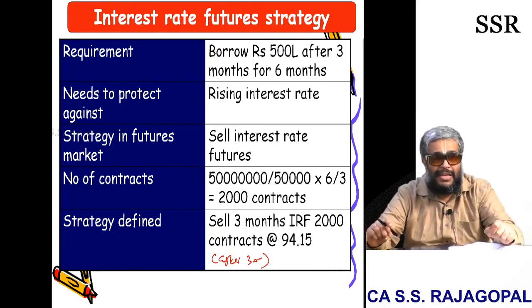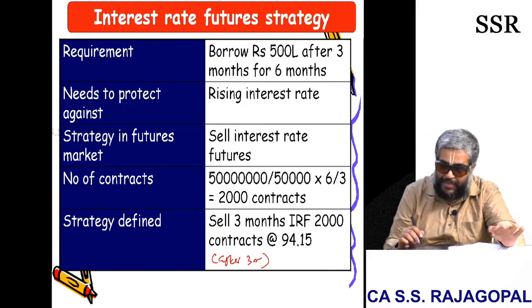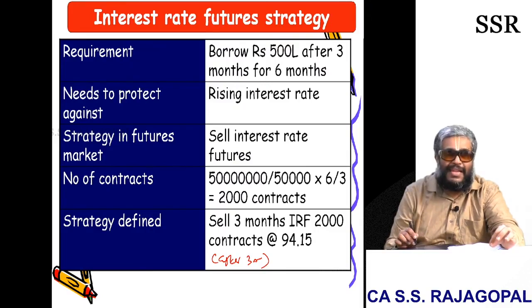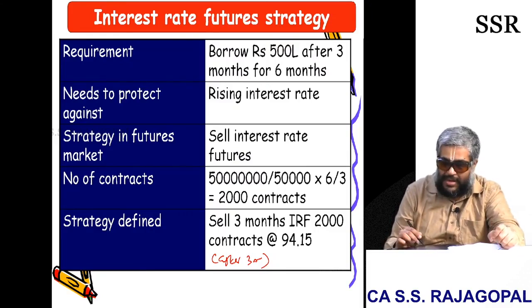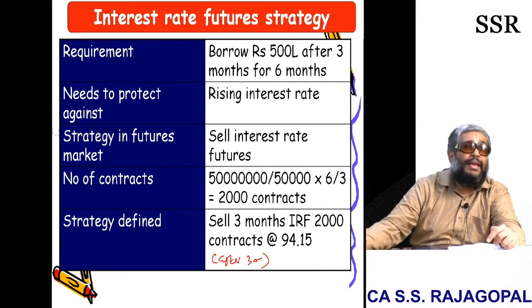In other words, I have agreed with the Liffe Exchange that after 3 months I will come and borrow from you 2,000 contracts of 50,000 each, something around 1,000 lakhs, for 3 months at some 5.85%. Everybody understanding? Can I proceed or not?